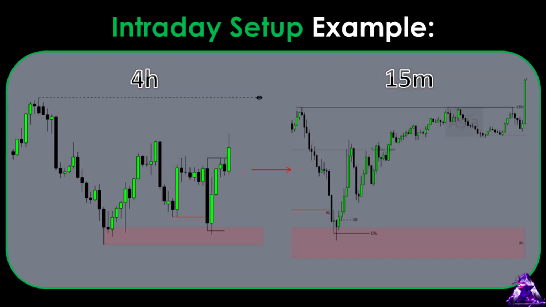Here you can see an example of a setup. On the left-hand side, we've got the 4-hour time frame, and on the right, the 15-minute time frame. Based on our higher time frame daily and weekly analysis, we've determined that our draw on liquidity and our directional bias is to the upside. You can see this high right here, which represents our higher time frame draw on liquidity.